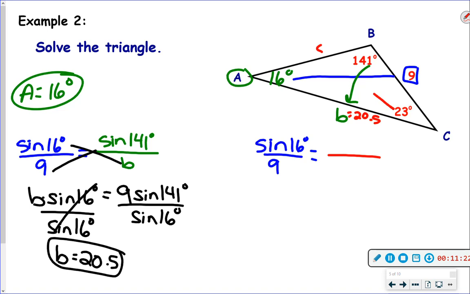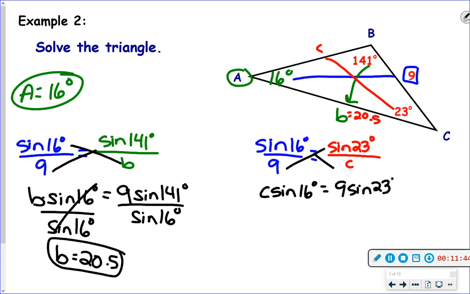So I'm going to use its angle 23. So sine 23 over its opposite side C. All right, little cross products. Here we go. In the same spiel. Doesn't matter which diagonal you start with, whatever. Most of you are probably already typing into your calculator. And of course, to get C alone, I'm just going to divide off that sine of 16.